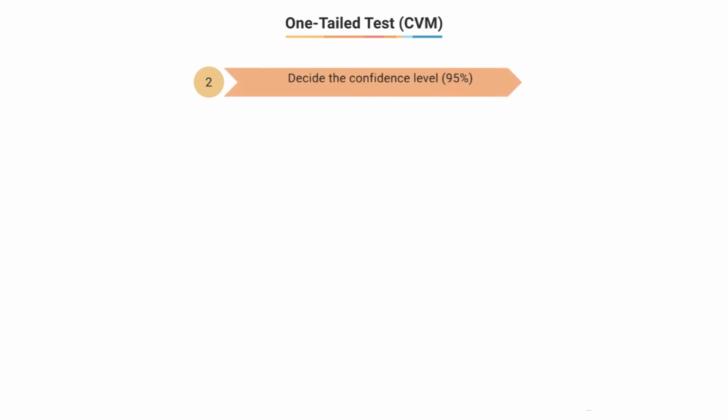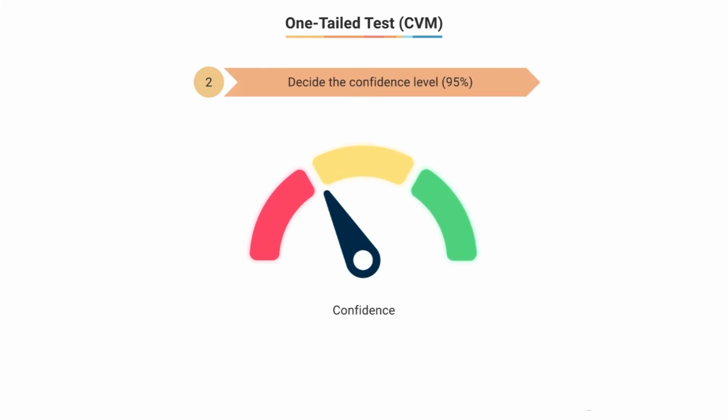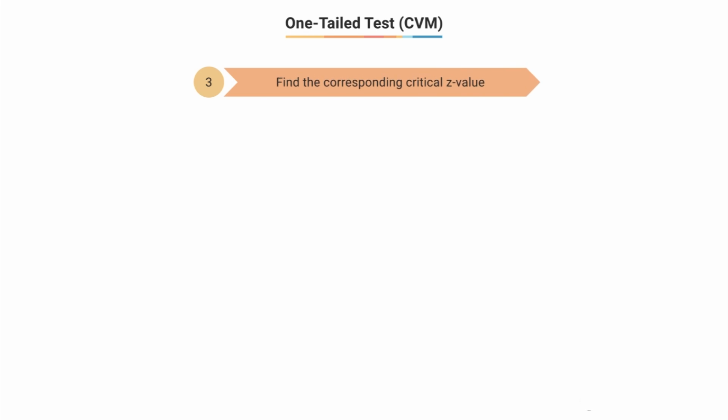Step 2 involves deciding the confidence level. Let's say you still want to perform the test with 95% confidence. So this is step 2. Let's see step 3. The third step is to determine the critical Z value.